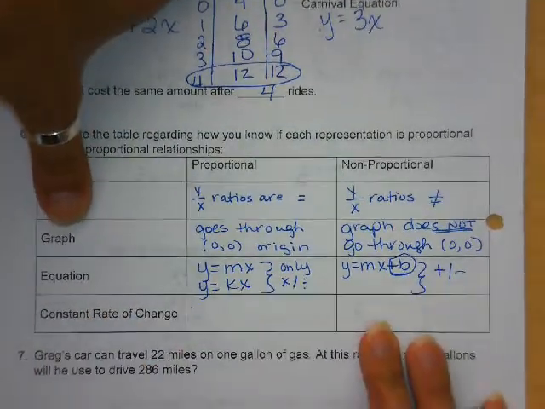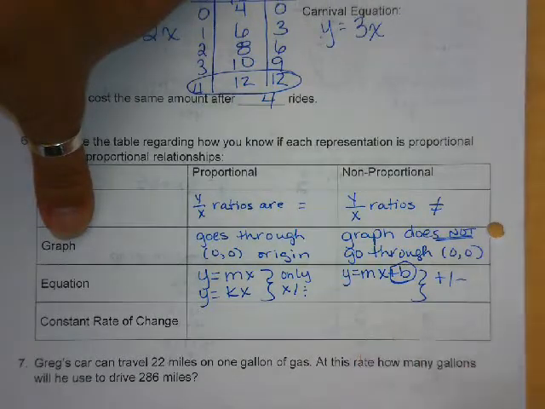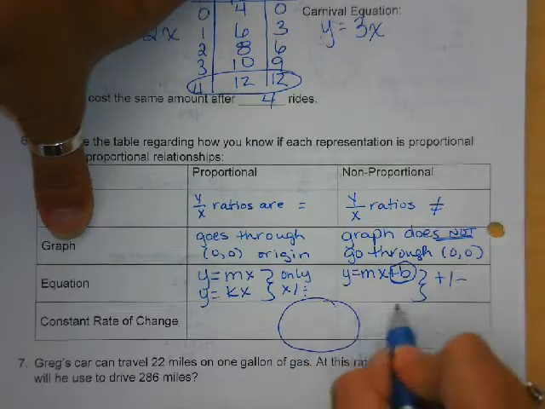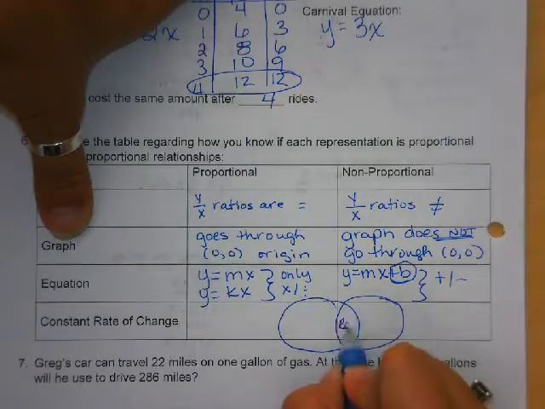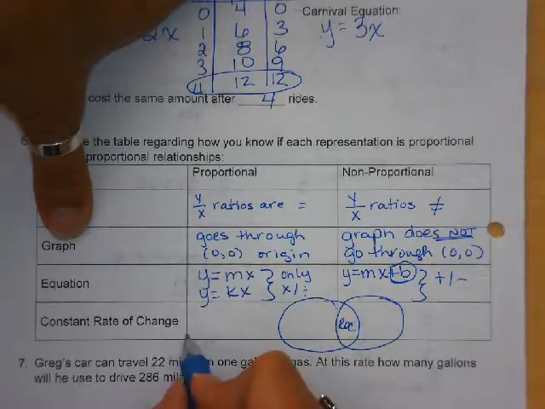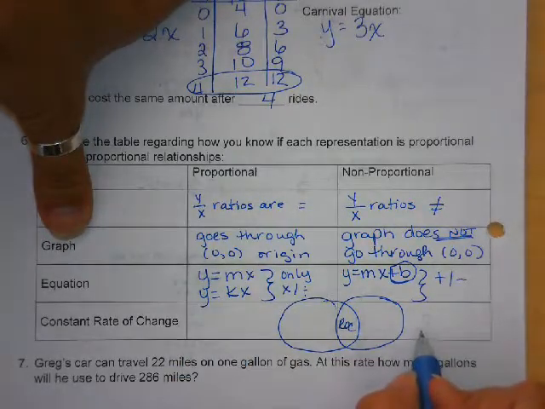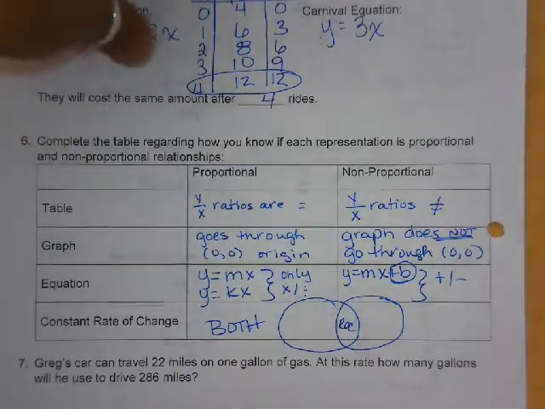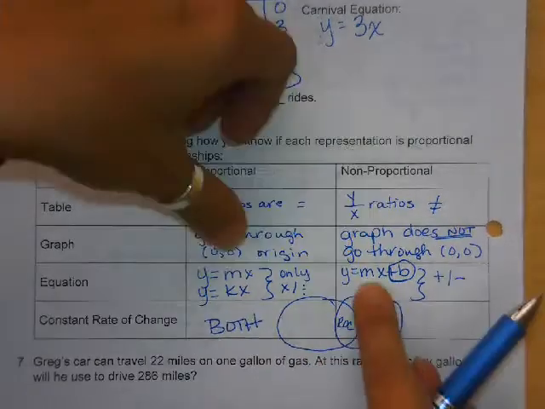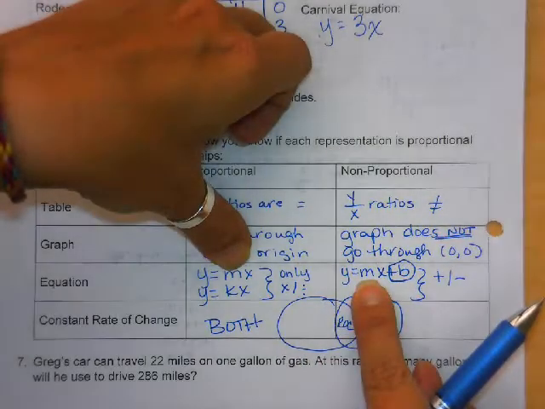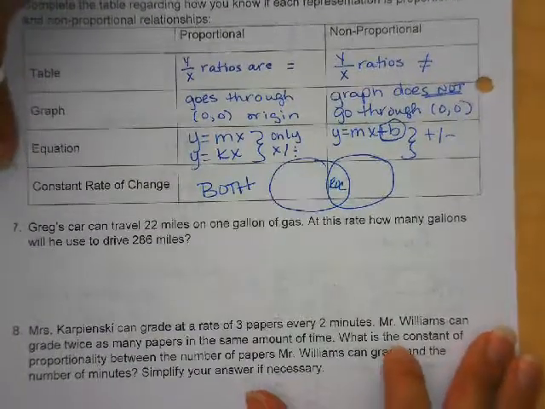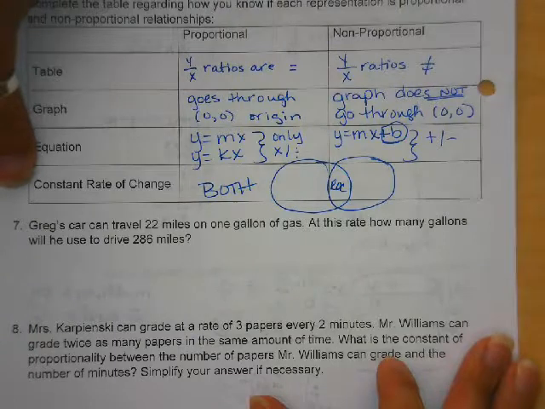Constant rate of change, if you remember on our Venn diagram, constant rate of change was in the middle where we had our proportional circle and then we had our non-proportional. Constant rate of change was here. So constant rate of change does not help you determine proportionality. It is for both. It is the m in both a proportional and a non-proportional equation. So if it asks you if something's proportional based on a constant rate of change, you can't determine that.